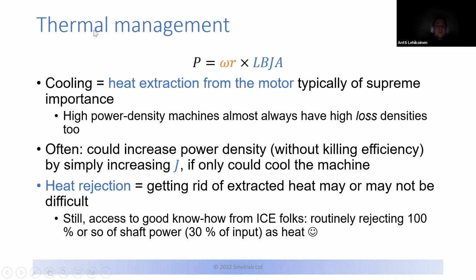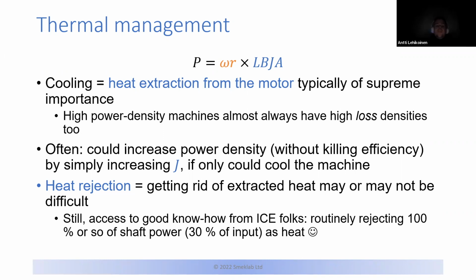Again, we have this power formula here, and our previous conclusion was that increasing the current density is a good way to increase the power output without killing the efficiency, if and only if you can keep your motor or generator cool enough at the same time. So, thermal management basically consists of two components. First is the actual cooling, also called heat extraction, getting the heat out of the motor.